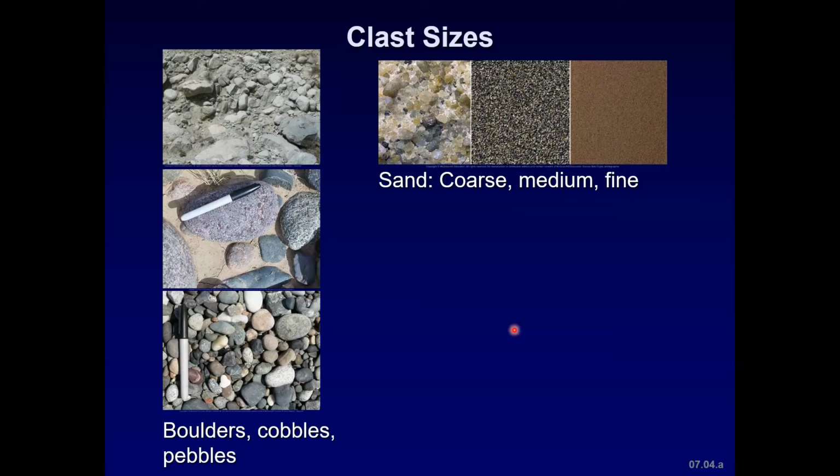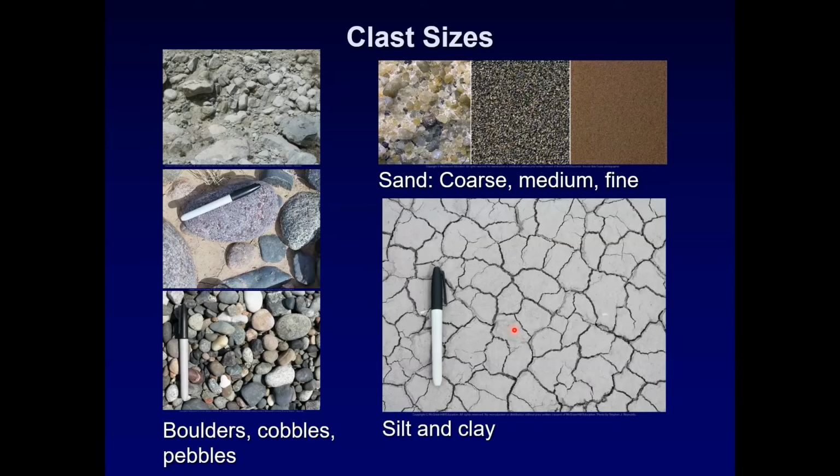Sand can be coarse, medium, or fine, and that ranges with smallest at 1/16 of a millimeter to 2 millimeters in diameter. And then silt would be 1/256th of a millimeter to 1/16th of a millimeter, and clay is less than 1/256th of a millimeter, so it's extremely small. That's how we can talk about different sediment sizes based on that classification system.